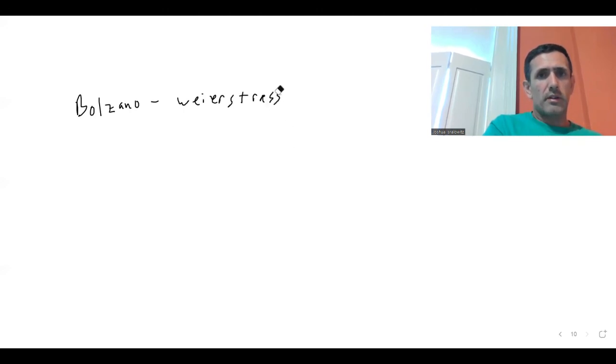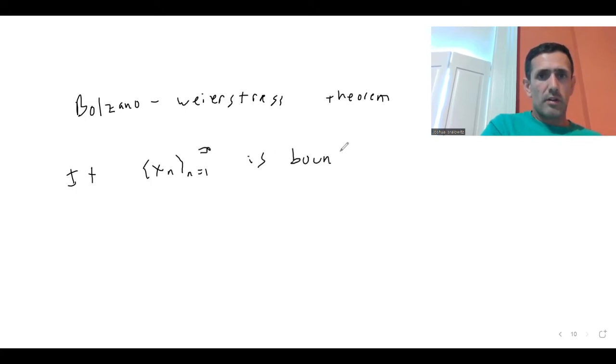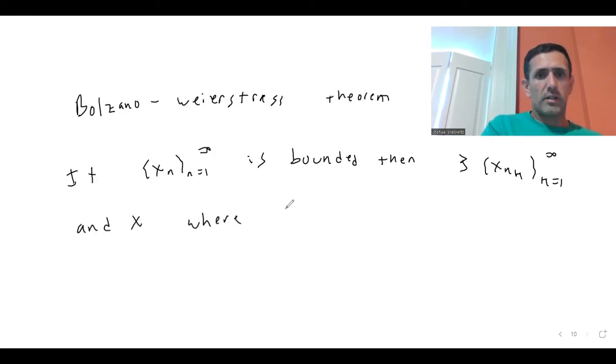Anyway, Weierstrass. Very simple theorem. Proof isn't too hard. So this says if I have a bounded sequence, every bounded sequence has a convergent subsequence. So there exists a subsequence x_{n_k}, k equals 1 to infinity, and a real number x that it converges to.